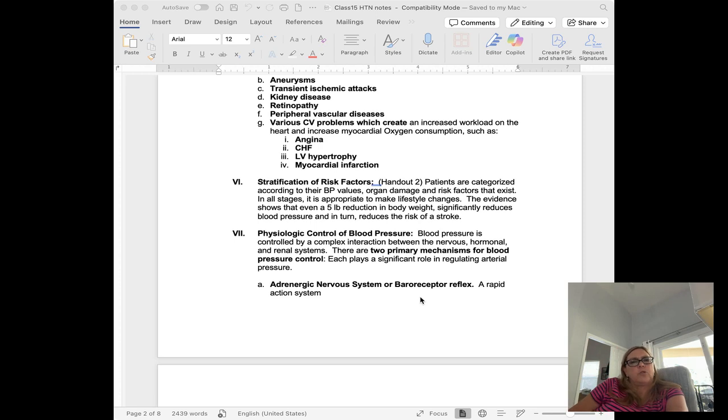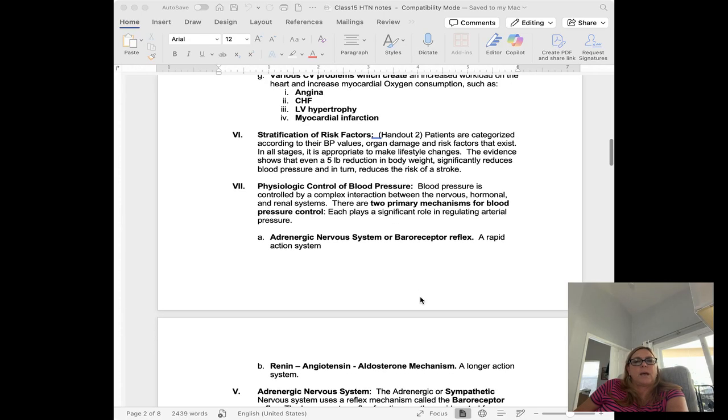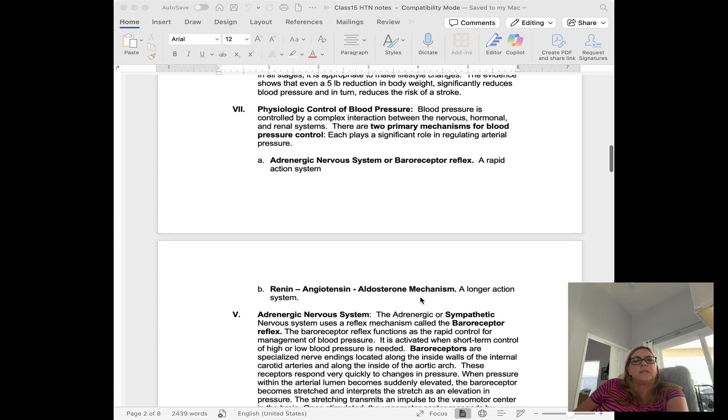Blood pressure is controlled by a complex interaction between the nervous, hormonal, and renal systems. There's two primary mechanisms for blood pressure control. Each plays a significant role in regulating arterial pressure. So we have the adrenergic nervous system, or the baroreceptor reflex. This is a rapid action.